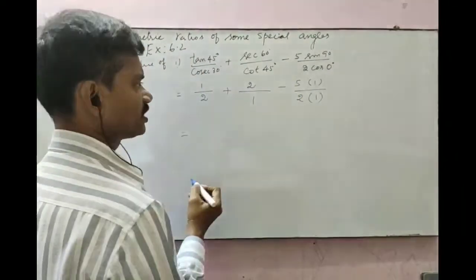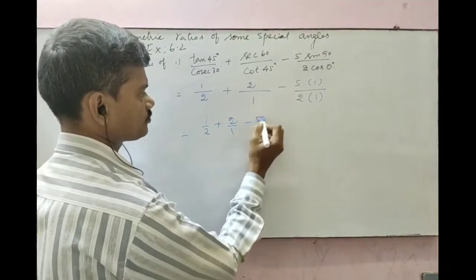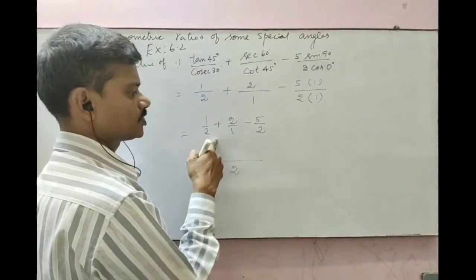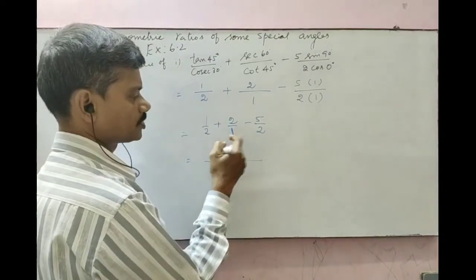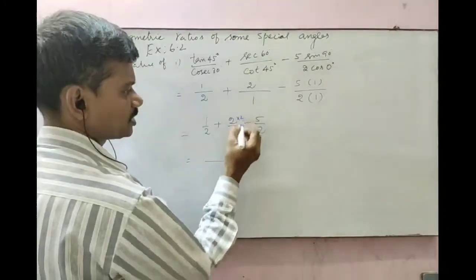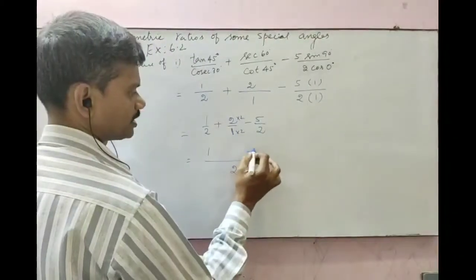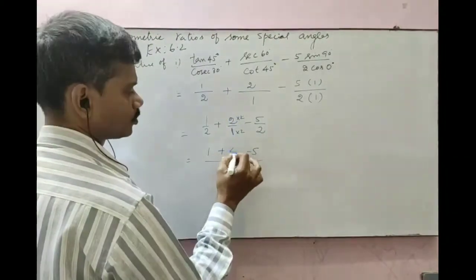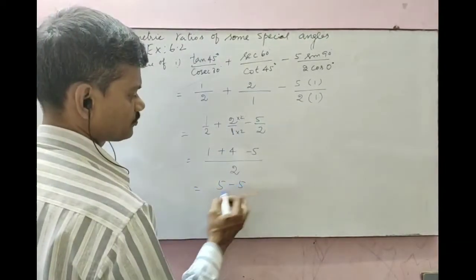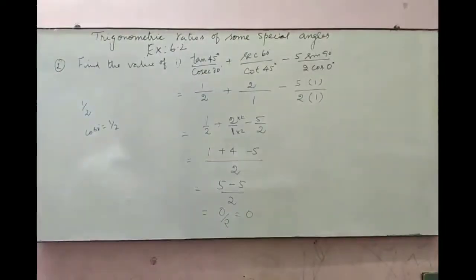Now we are going to simplify the fraction. 1 by 2 plus 2 by 1 minus 5 by 2. Here 2 is the common denominator. Here these two terms have the 2. Only the middle term doesn't have the 2. So here only I am going to multiply the numerator and the denominator by 2. Write the remaining numerators as they are. 1 minus 5 here. 2 into 2 gives 4. So 1 plus 4 minus 5, which is 5 minus 5 by 2, that is 0 by 2. So the answer is 0. So the value of the given trigonometric values is 0.